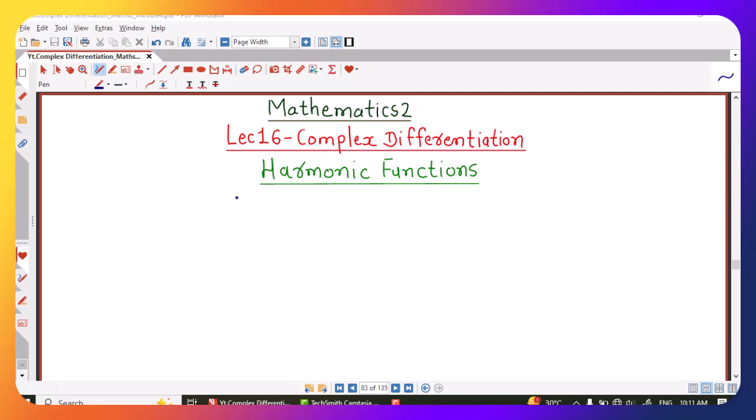Hello friends, I welcome you to lecture number 16 on complex differentiation. Up to this lecture we have discussed differentiability of complex functions and also analytic functions.